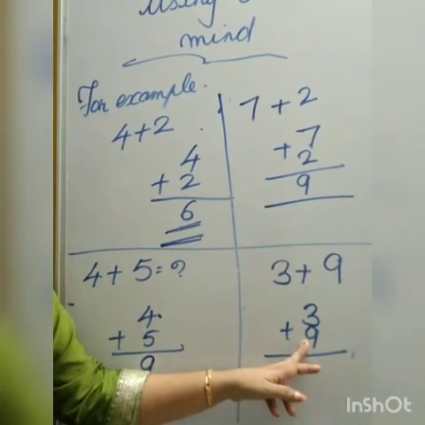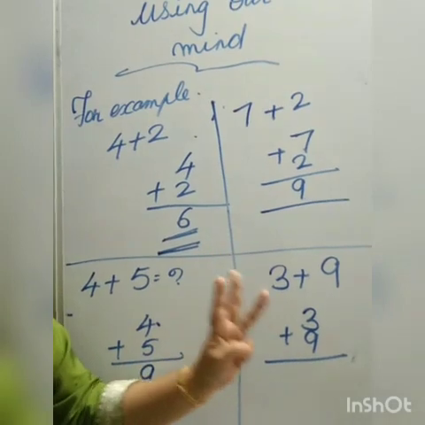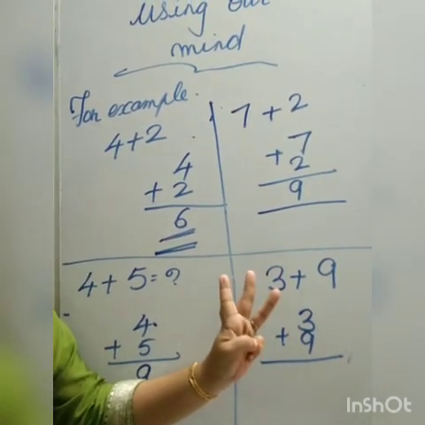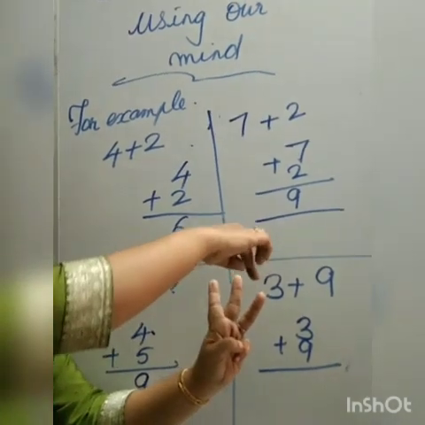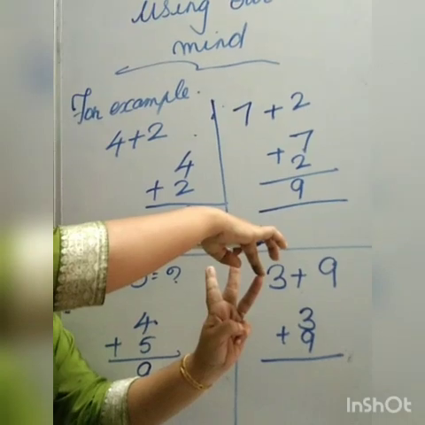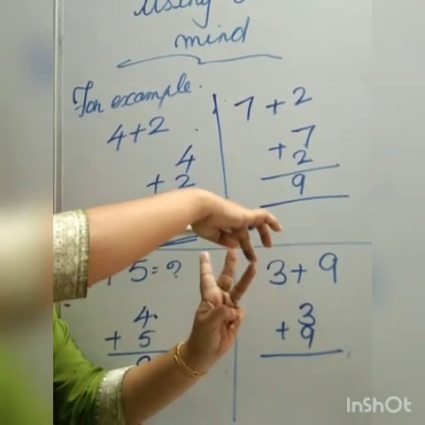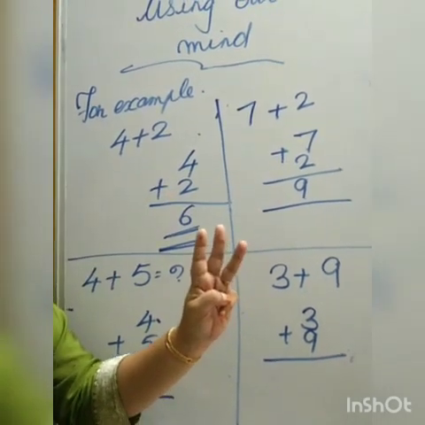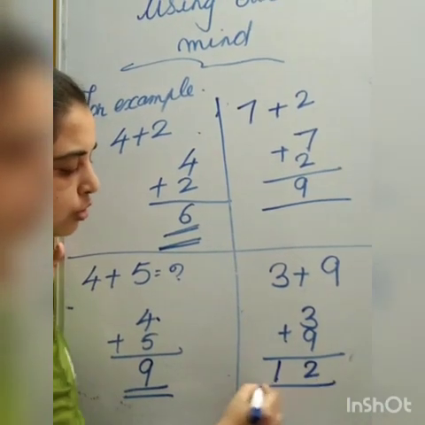So we have to keep 9 in your mind and take out what is the next number? 3. 3 in your finger. Then count after 9. After 9, 10, 11 and 12. What is the answer I got? 12.